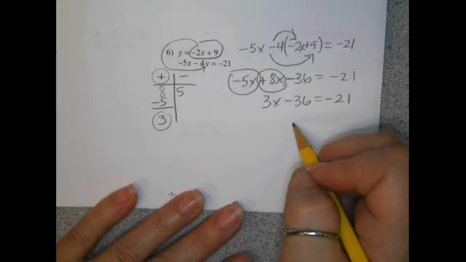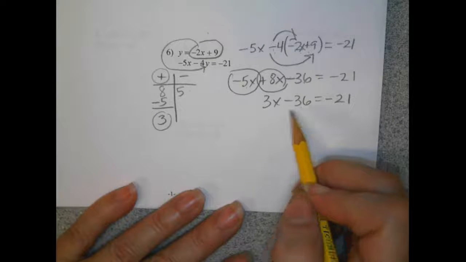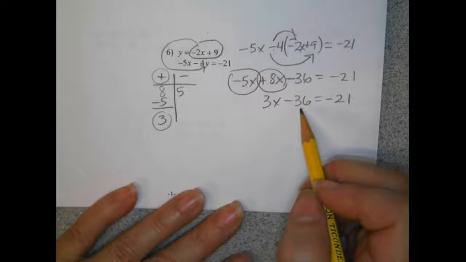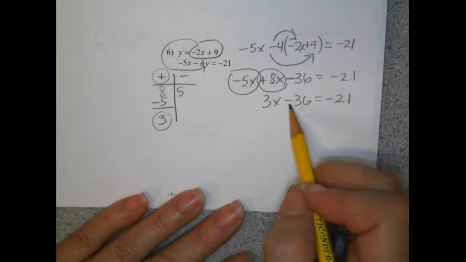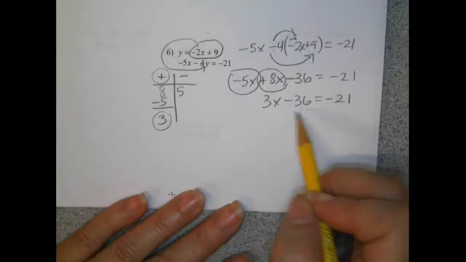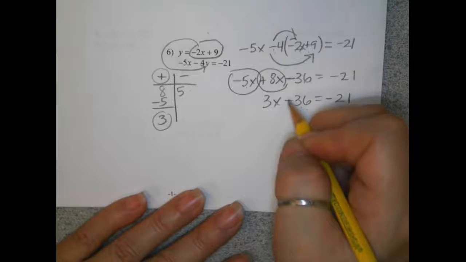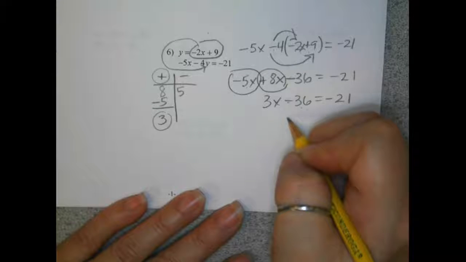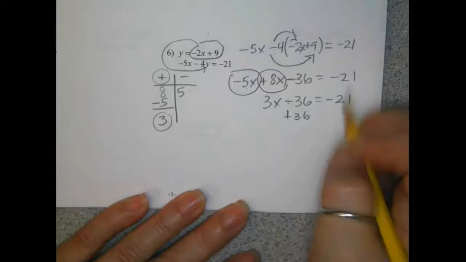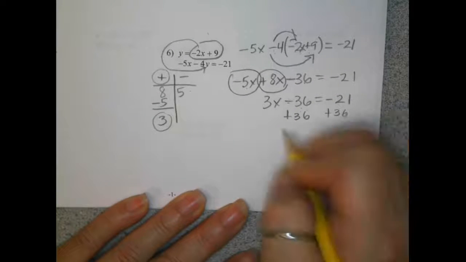So let's finish my equation here. How do I move this negative 36? You subtract both sides. That positive 43. Right, I don't want to subtract it. It's already negative. It's going to double that negative. So I'm going to do the opposite, which is plus 36 on both sides.